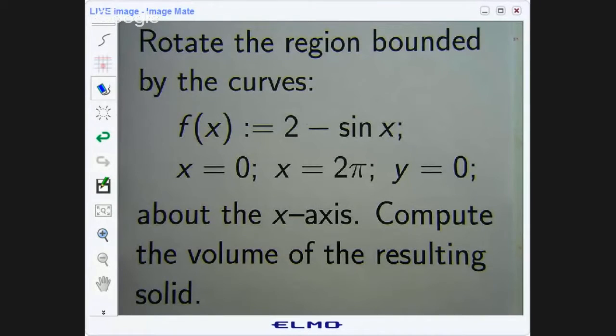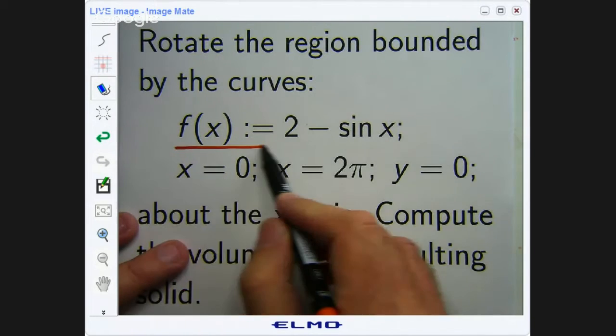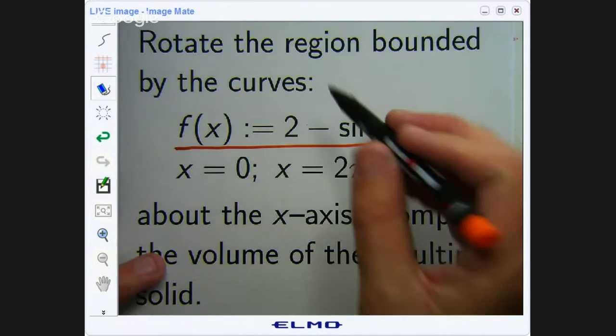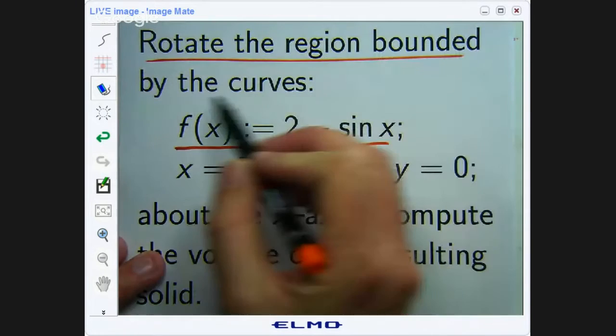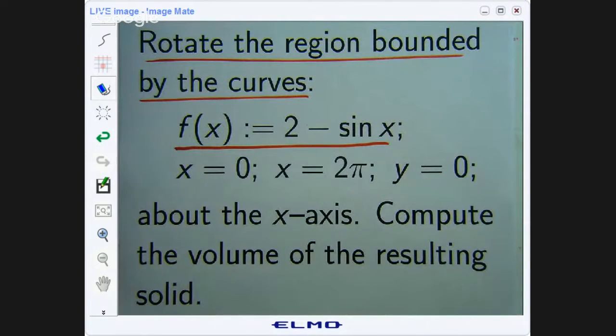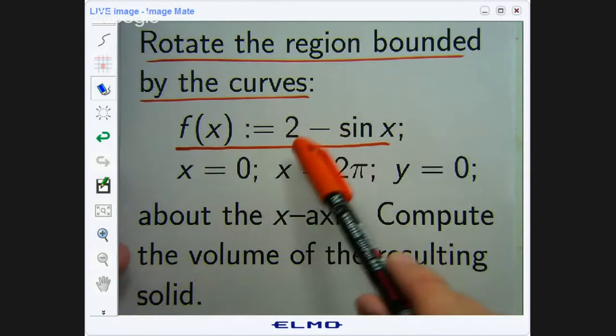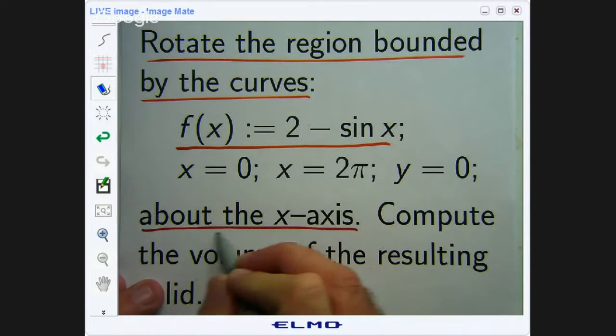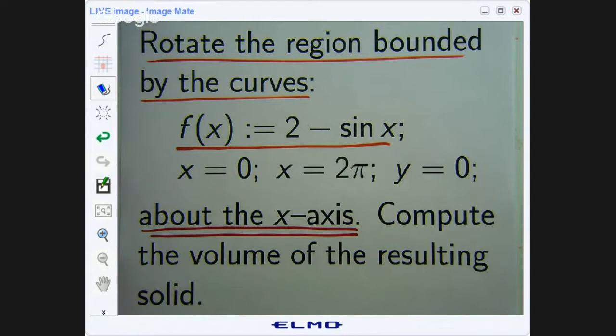Okay, here is the example we're going to work with. We have a curve, 2 minus sine x, and 3 straight lines. We're going to rotate the region bounded by that curve, or think of these as edges to the region, about the x-axis. We'll form a solid, and we're asked to compute the volume of that solid. First of all, there's a lot of curves going on here, a lot of information. So let me draw you a picture. For that, I'm going to use GeoGebra.